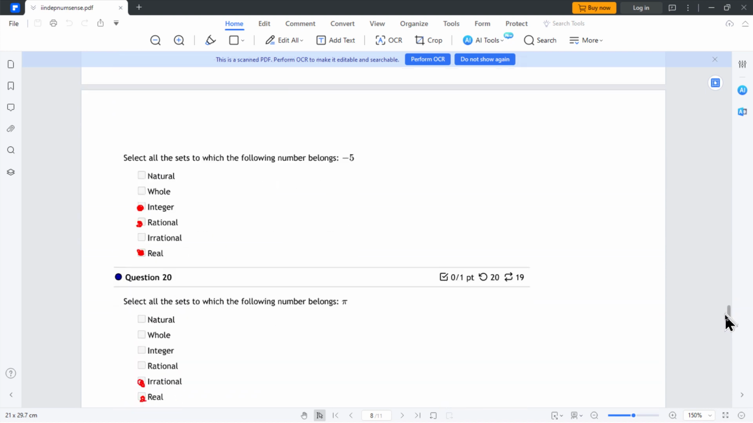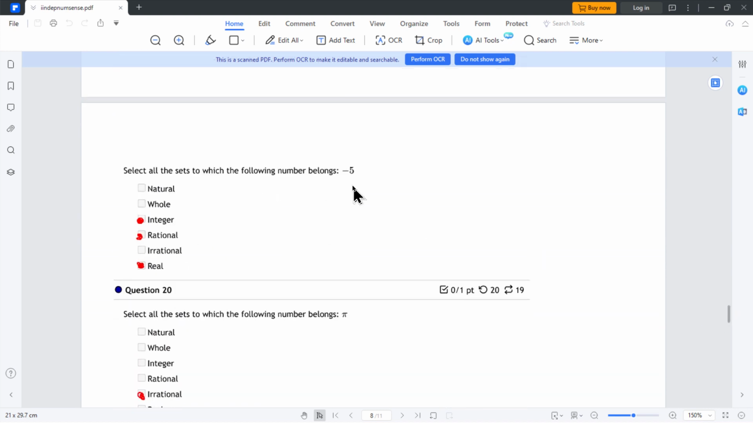Number 19. -5. Is that a natural number? No, it's not. Is it a whole number? No, it's not. It is an integer, and it can be written as a fraction, and it is a real number.